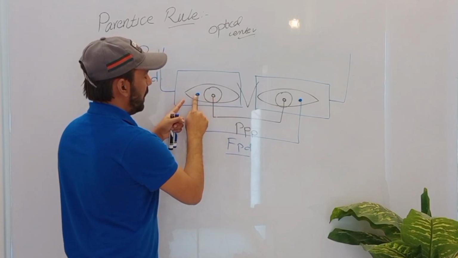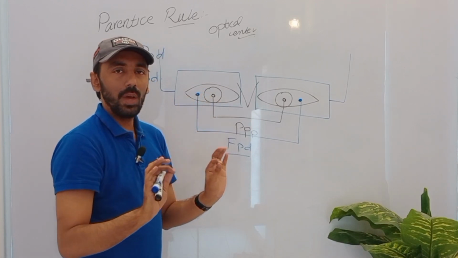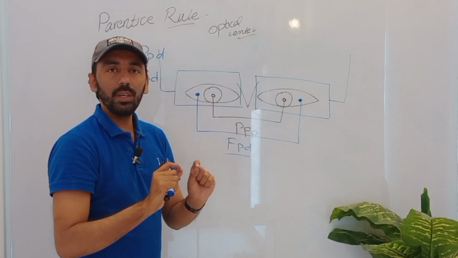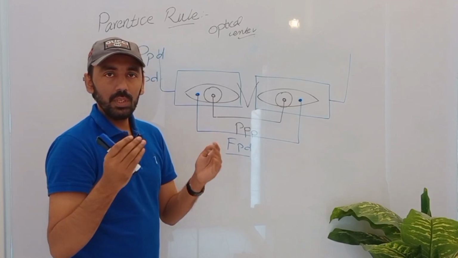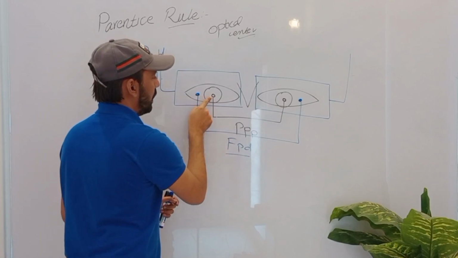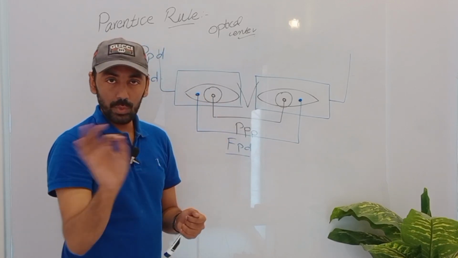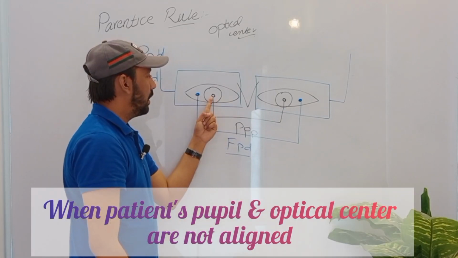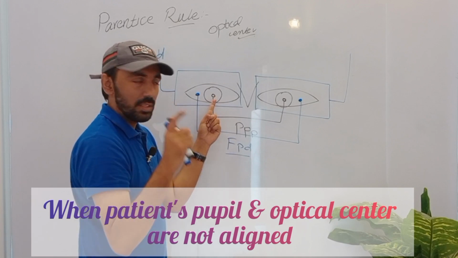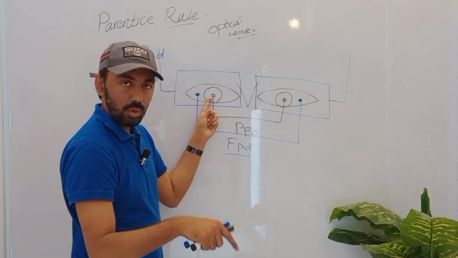When the frame PD and the patient PD align together, the lens will be well centered and the patient will not face any asthenopic symptoms or any discomfort. The discomfort will be there when the optical center of the lens, we have discussed the optical center, the sweet point, does not align with the patient's pupil. That is called decentration.